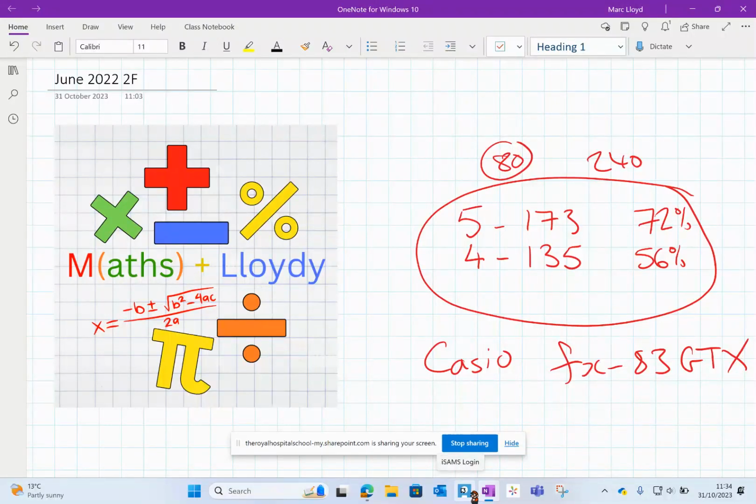I have already recorded this one before, and Stream did not manage to process the video, so we're going through it again. So, paper two, I'm going to do up to question 14 because that's what I've already made the thumbnail to say. This is a calculator paper.